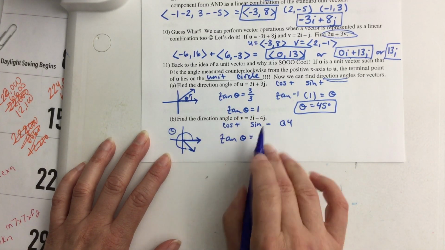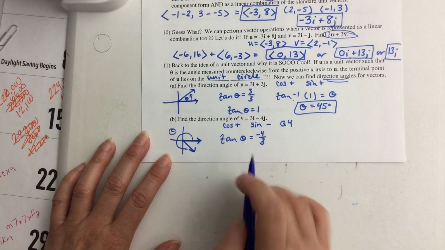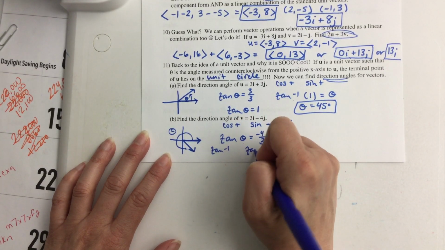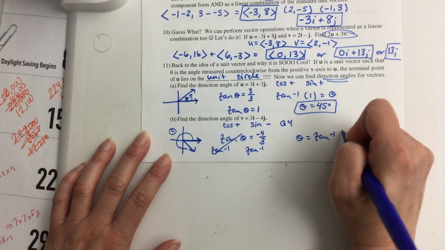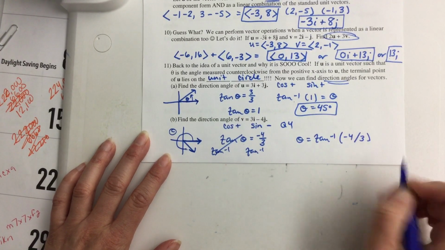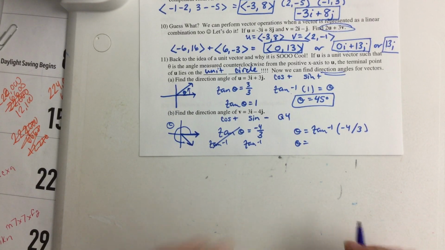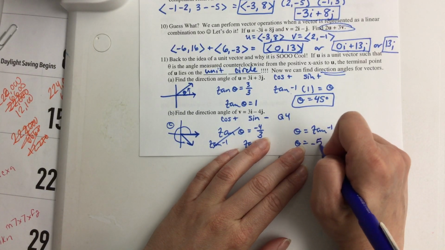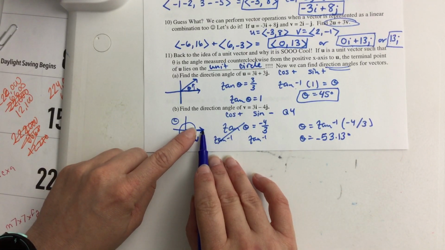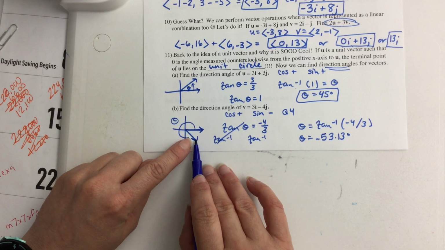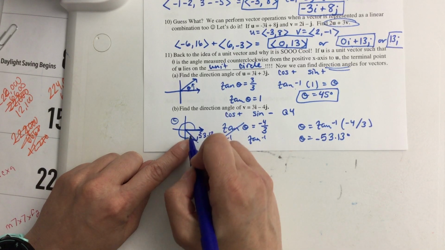Tangent of theta equals b over a, negative 4 over 3. In order to solve for theta, you need to take the inverse tangent of each side. So theta equals the inverse tangent of negative 4 divided by 3. When you put that in your calculator, and again, please make sure that you are in degree mode, you would get negative 53.13 degrees. So what this measurement is, if you travel downwards to where your terminal point ended, this measurement right here is 53.13.